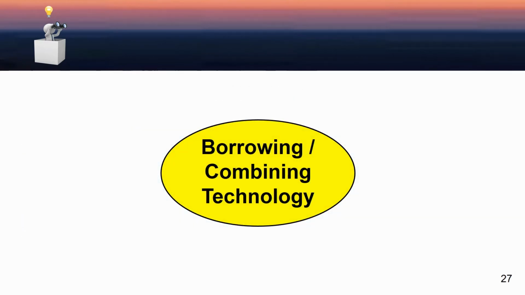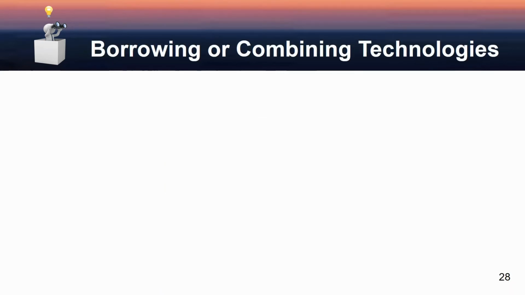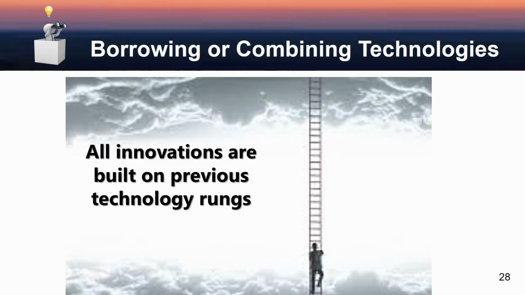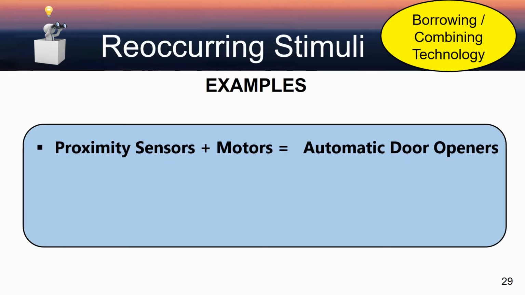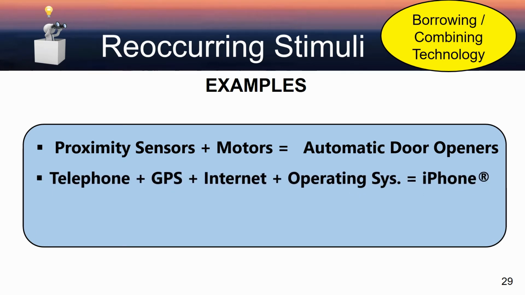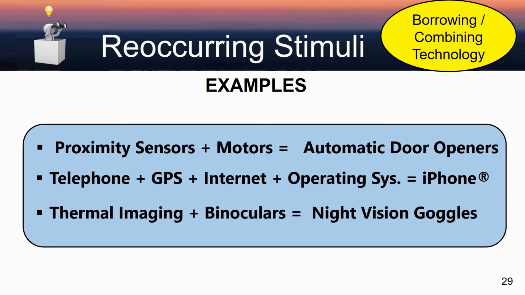Borrowing or combining technology. All innovations are built on previous technology rungs. Let's look at some examples. Combine proximity sensors plus motors and you get automatic door openers. Combine telephone plus GPS plus internet plus operating system and we create the iPhone. Combine thermal imaging and binoculars and we see the creation of night vision goggles.